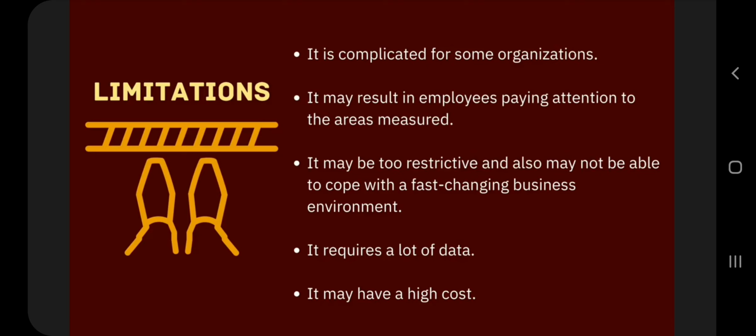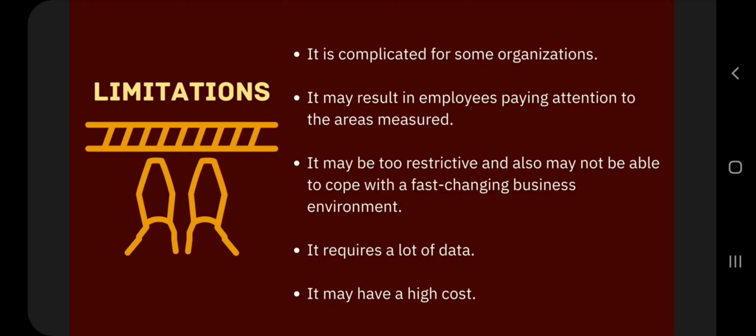So balanced scorecard may result in employees paying attention to the areas measured since BSC outlines what the organization's strategy is and all the areas that will be measured. Employees will start paying attention to these areas so that they can get high reward through good performance in these areas. They'll ignore areas that won't be assessed because they won't get reward from these areas. And this can become a weak point of the organization.